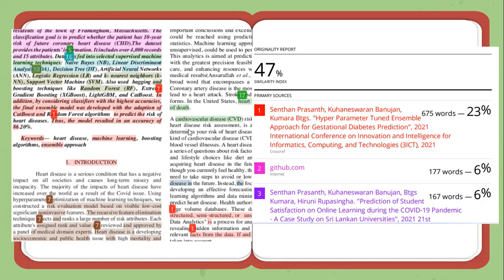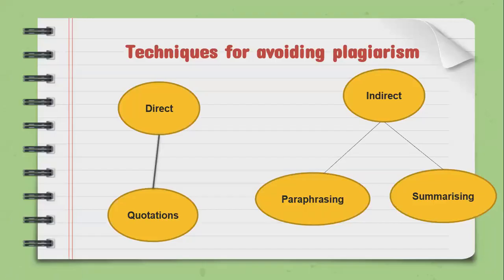So this is a sample plagiarism report from Turnitin. You have to be careful with plagiarism. So far we have discussed what plagiarism is. Now in this section, how can you avoid plagiarism? There are two types of techniques to avoid it: direct techniques and indirect techniques.